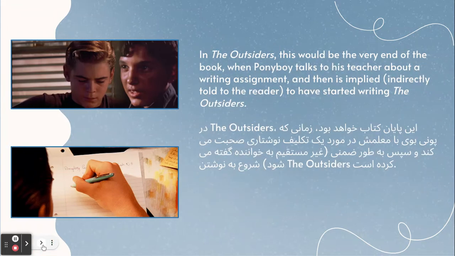In The Outsiders, the resolution would be the very end of the book when Ponyboy talks to his teacher about a writing assignment and then is implied, indirectly told to the readers, to have started writing The Outsiders.